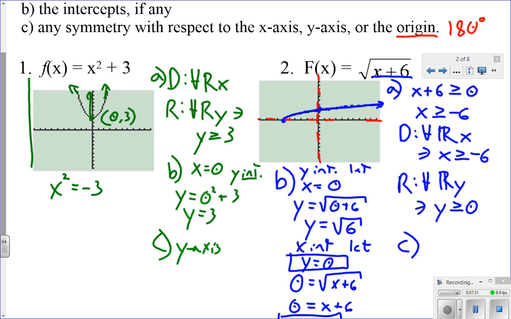Well, if I rotate this 180 degrees, it's not going to have that symmetry. So no symmetry for this one. Okay, let's look at a couple more examples here.